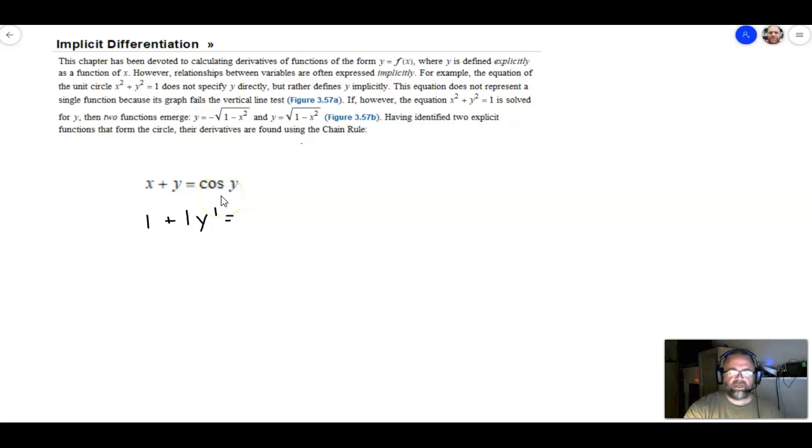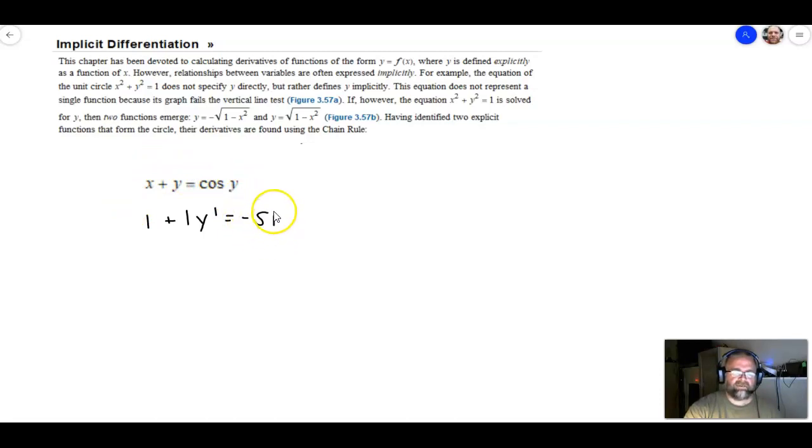If it was the cosine of, oh my gosh, what is another letter? T, it would be the t prime. So whatever other letter it is, we just don't have to do that when it's the x, because x is our variable of change here. Alright, so the cosine is negative sine.